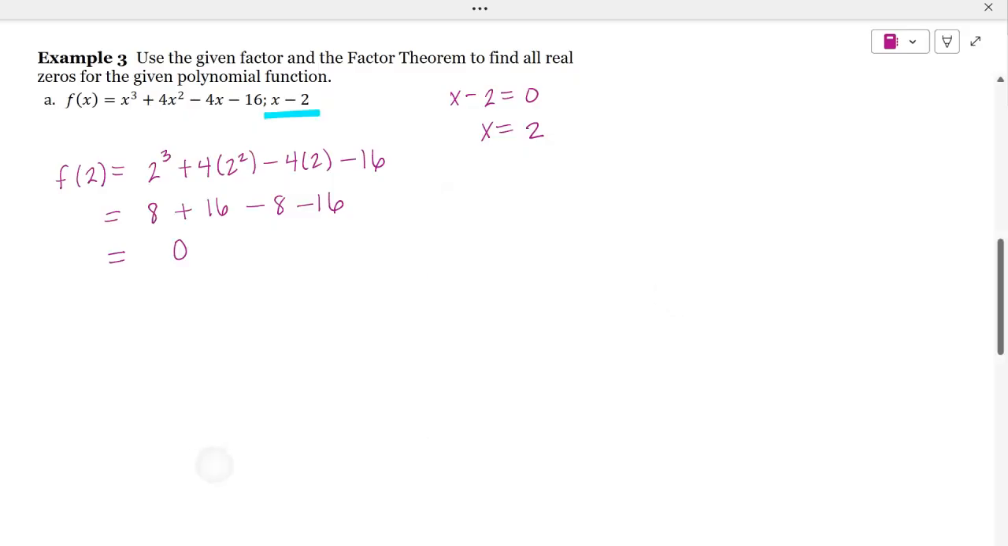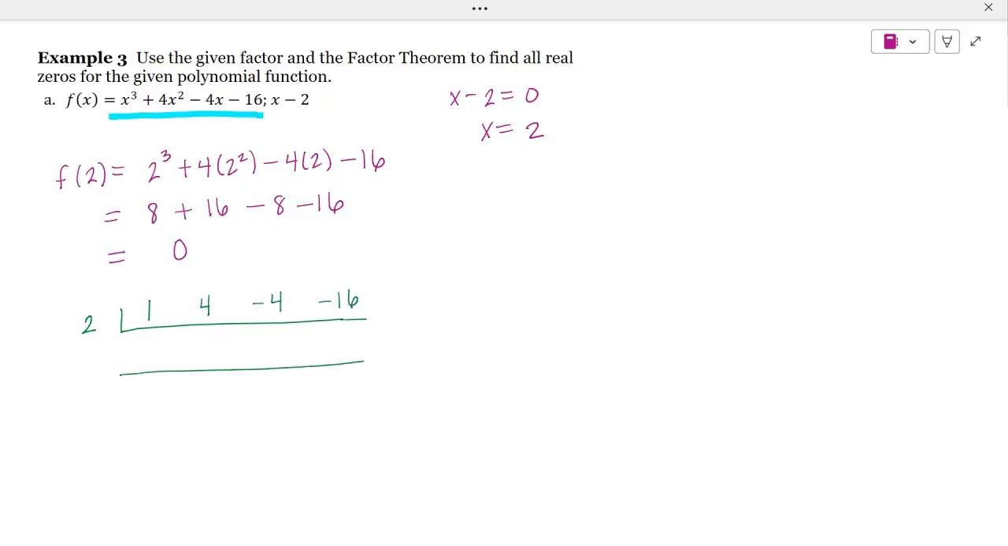So the zero is 2, and we're dividing into this polynomial, and I'm going to look just at the coefficients. I've got 1, 4, -4, and -16. All right, bring the first number down. That'll give me 1. Multiply, that is a 2. Add 6, multiply 12. Add down 8. And then we can see that, in fact, our remainder is 0.